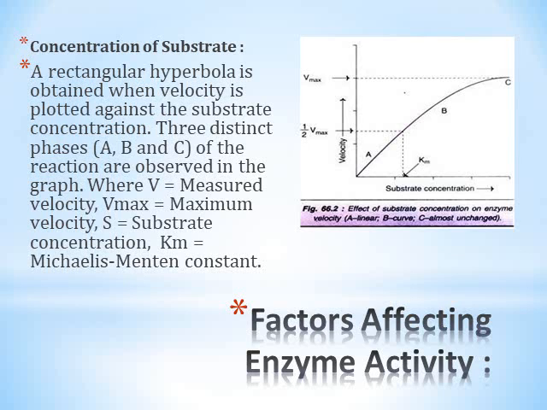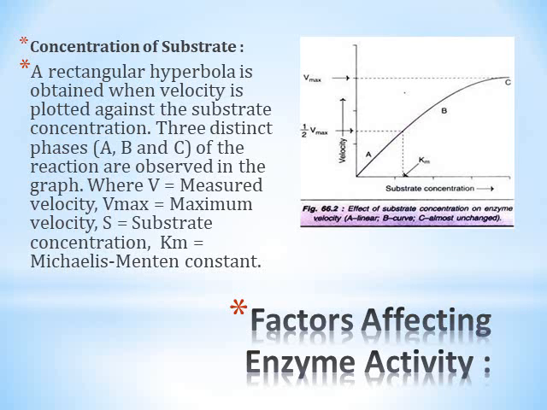So in this graph you see three distinct phases A, B and C, where V is measured velocity. You can see in the graph V is the measured velocity, Vmax is maximum velocity and S is substrate concentration, Km is Michaelis-Menten constant.